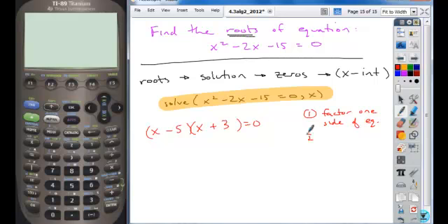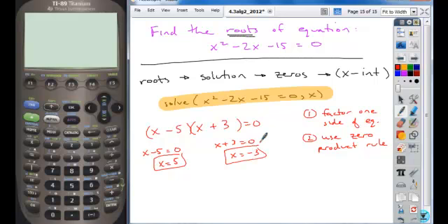And then what you could do is use what's called the zero product rule. The zero product rule means if you take each of these factors and set them equal to 0, you can solve for all your solutions. So the zero product rule just says set each factor equal to 0 and then solve the resulting equation. Here we'd add 5 to both sides. Here we'd subtract 3 from both sides. And so you get your two possible solutions, which would be 5 and negative 3.